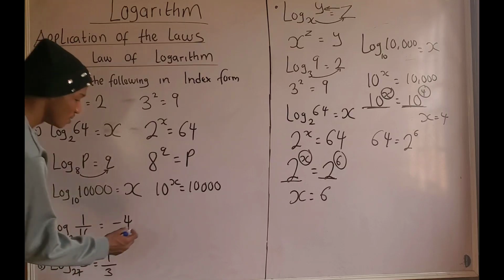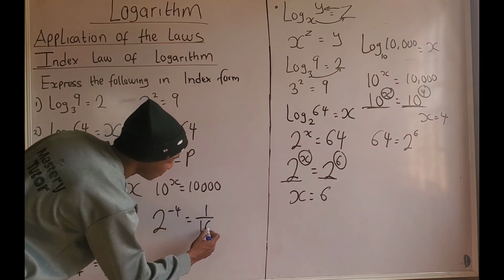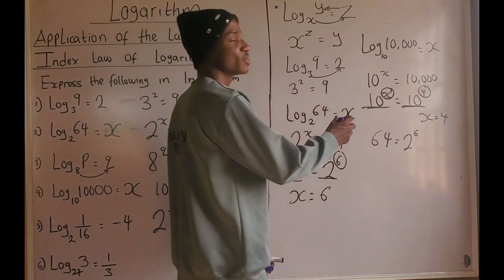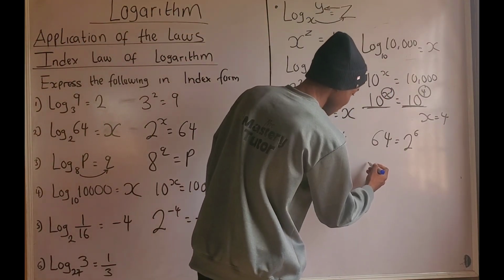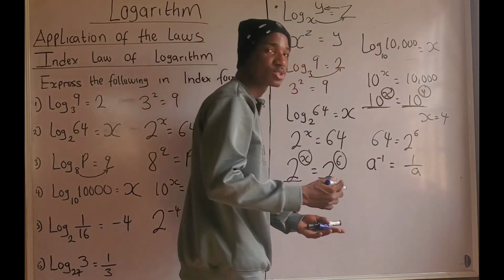The answer to this will be 2 raised to the power of negative 4 equals 1 over 16. And this is true because if you have a raised to the power of negative 1, it will give me 1 over a, according to the law of indices.